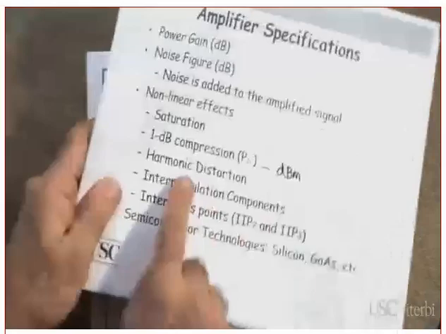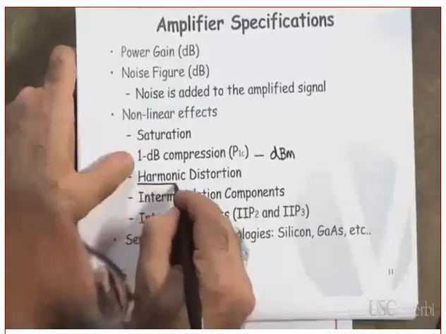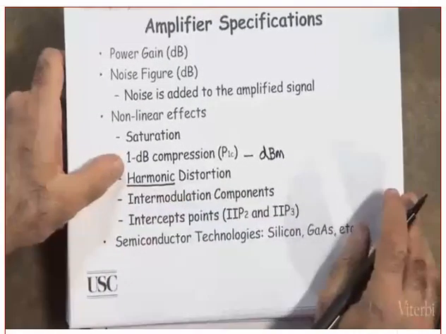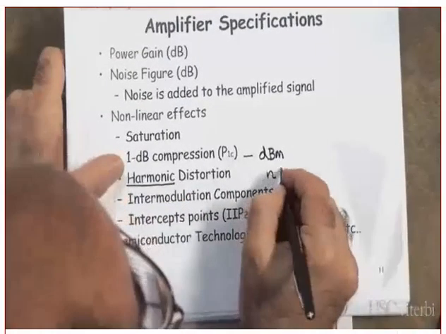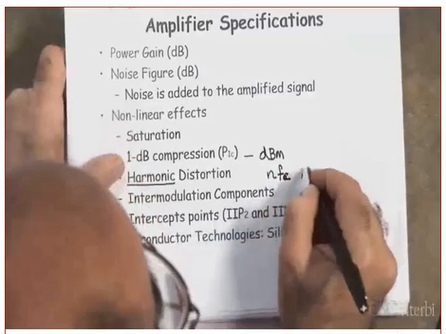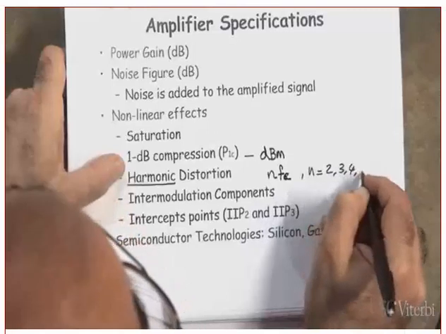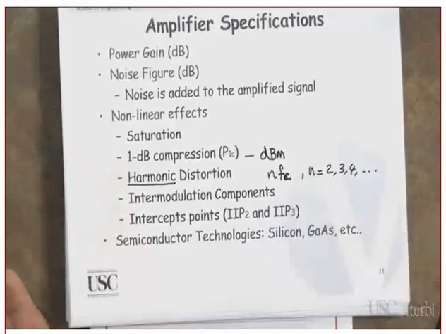Okay. Now, harmonic distortion. What does that mean? What does harmonic mean? Harmonic means N times F sub C, where N is equal to 2, 3, 4, and so on and so forth. Clear? Okay, and when we say distortion, what are the units?